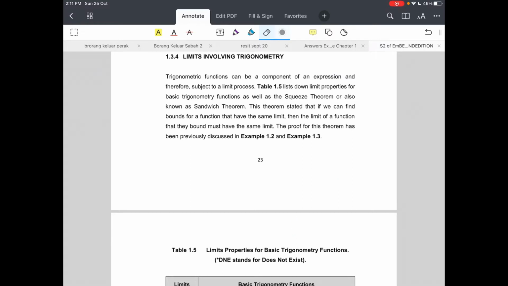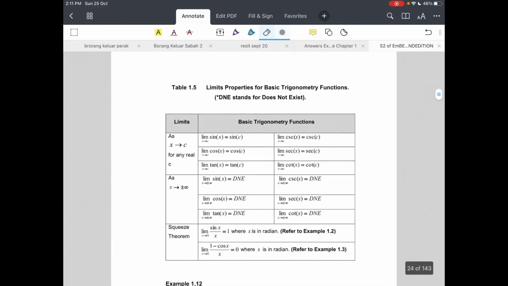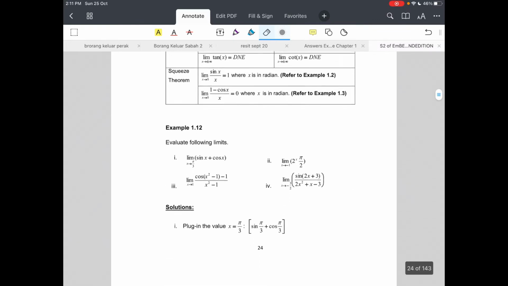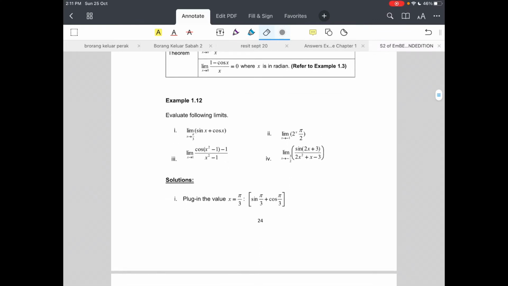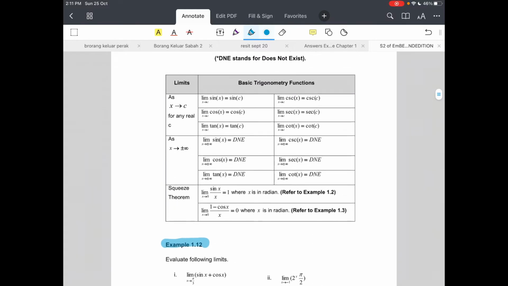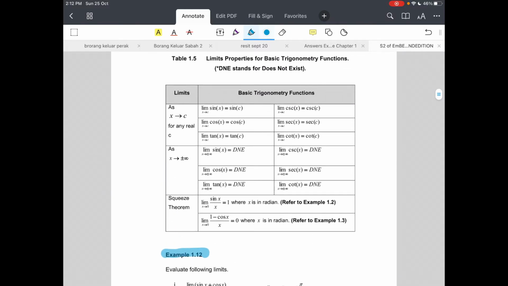Okay, now we can just skim through another example. This is just a straightforward example 1.12. Before that, if you refer to this Table 1.5, it shows the limit properties for the basic trigonometry functions. And like I said just now, we have learned about the squeeze theorem. These two limit functions you need to remember.